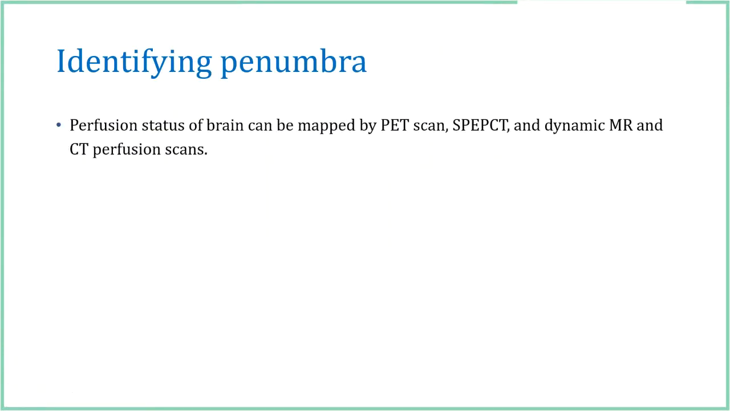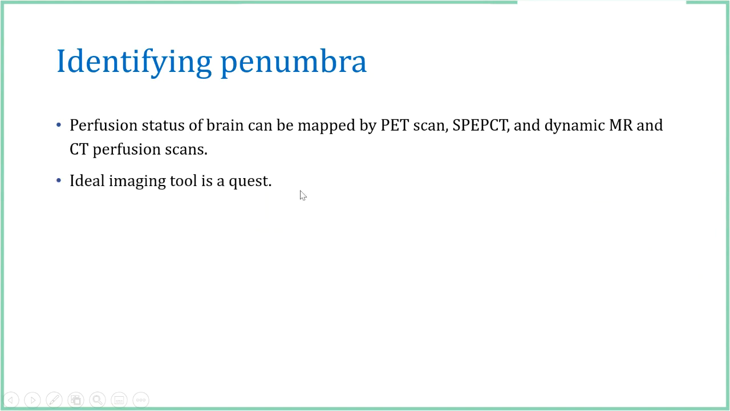So how to identify the penumbra? Perfusion scans can be used to identify the penumbra, like PET scan, SPECT scan, dynamic MRI perfusion, and CT perfusion scans. However, time is brain. We need some measures that are very fast and reliable.